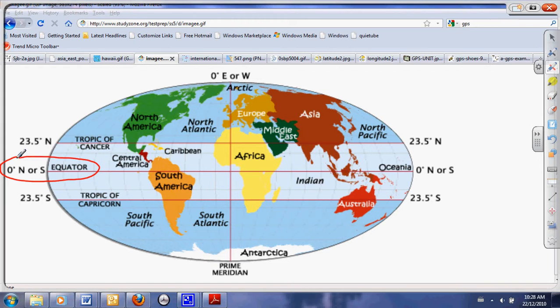So there's your equator, 0 degrees north or south. If I work our way north, we have 23.5 degrees north, which is the Tropic of Cancer. Now I need to draw this line in, but it is the Arctic Circle. The Arctic Circle is right there. And it's 66.5 degrees north. And then the last one, which is at the very, very top, is 90 degrees north, which is the North Pole.